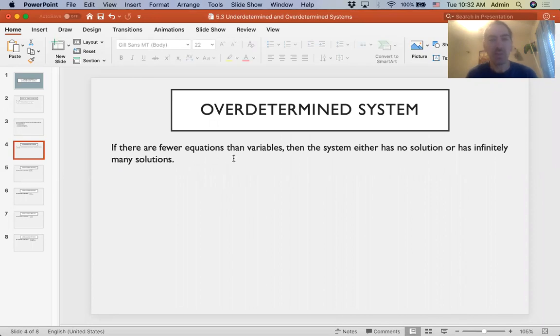If we have fewer equations than variables, then the system either has no solution or infinitely many solutions. This is an underdetermined system. That should say underdetermined, because we do not have enough equations for the variables. It's either going to have no solution or infinitely many solutions. We're going to see an example of this momentarily.